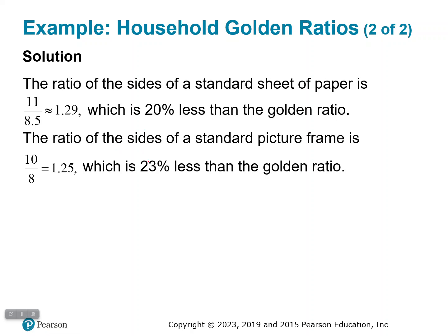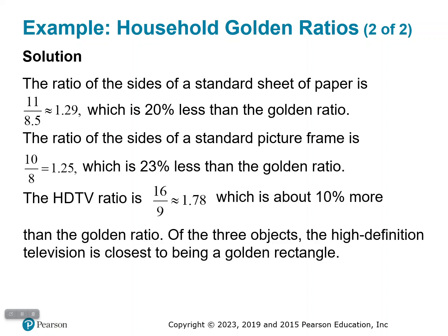The ratio of the sides of a standard picture frame, an 8 by 10, biggest to smallest, 10 to 8, is 1.25. So that's even more off from the golden ratio than the standard sheet of paper. But our TV, 16/9, is 1.78. It's only a little bit more than the actual golden ratio. Of the three objects, the high-def television is definitely closest to being a golden rectangle. And maybe that's why we stare at it so much.